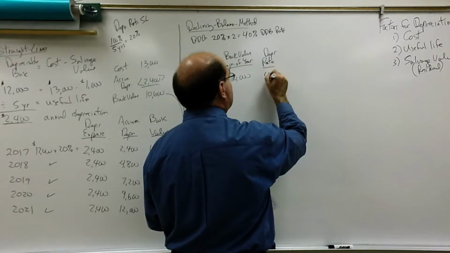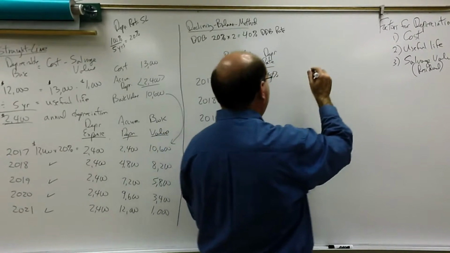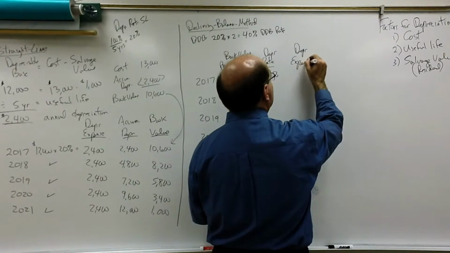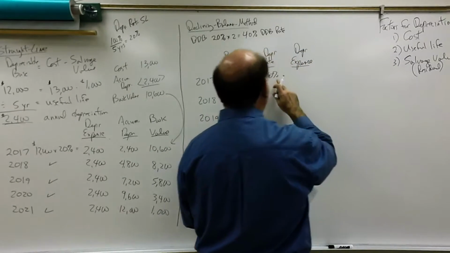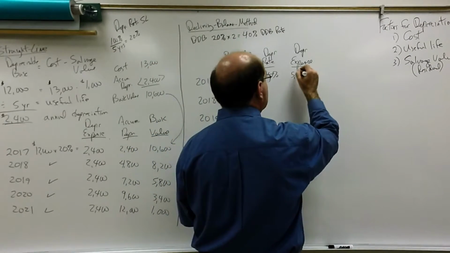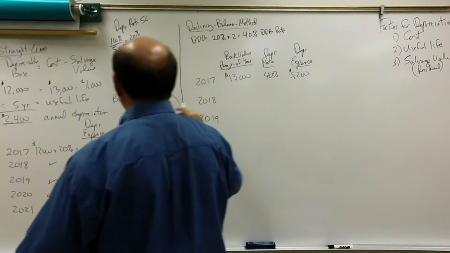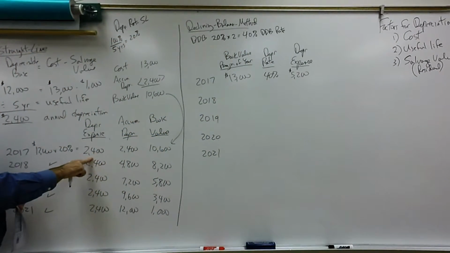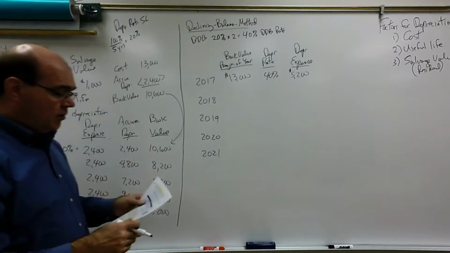So that's the 40%. So our annual depreciation expense in the first year is going to be 40% times 13. It's going to be $5,200. Look how much higher that is than the straight line. Okay, it's double. Starting out, it's much higher.